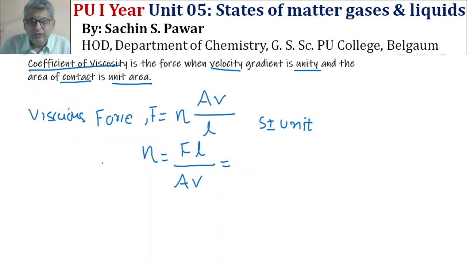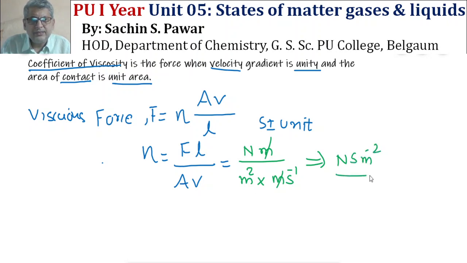So if I find out the SI unit, force is Newton, length is meter, upon area is meter square, into velocity is meters per second. So this unit of coefficient of viscosity becomes Newton, meter cancels, seconds per meter square. Newton seconds per meter square is the unit of coefficient of viscosity.